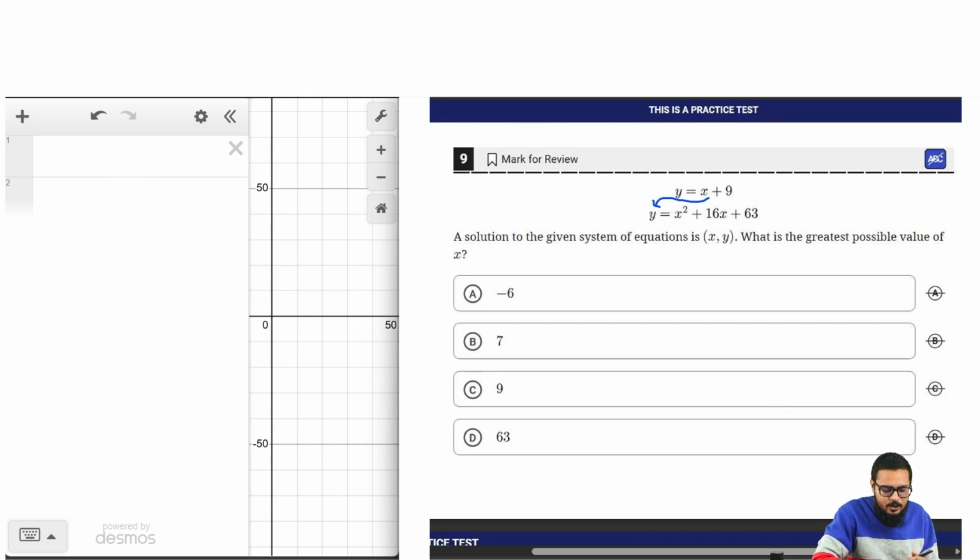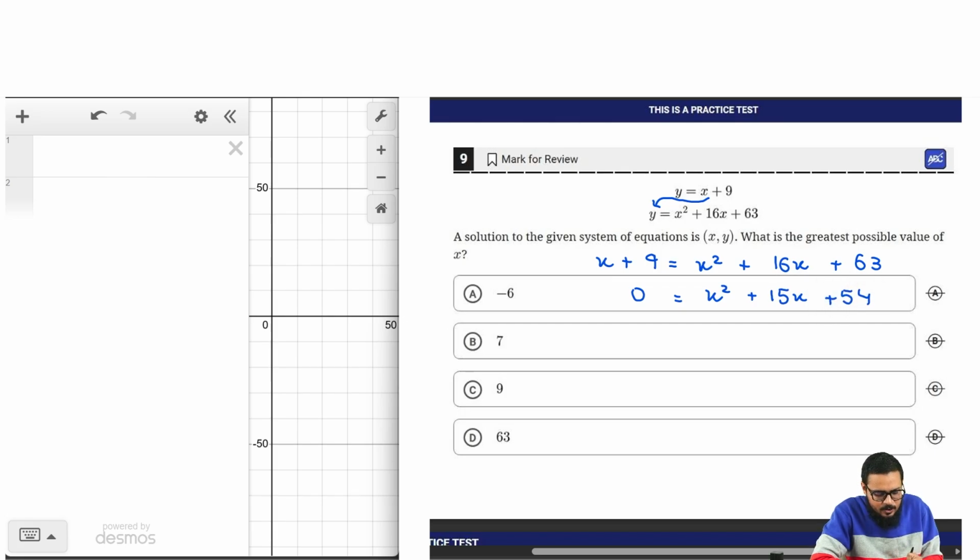I'm going to put the y value. I'm going to equate both the y's. I have the equation x plus 9 equals x square plus 16x plus 63, right? So let's just subtract x and 9 from both sides. If I subtract x and 9 from both sides, I will be left with 0 over here. This would be 16x minus 1x, that would be 15x, and I think 63 minus 9, I think that's 54, right?